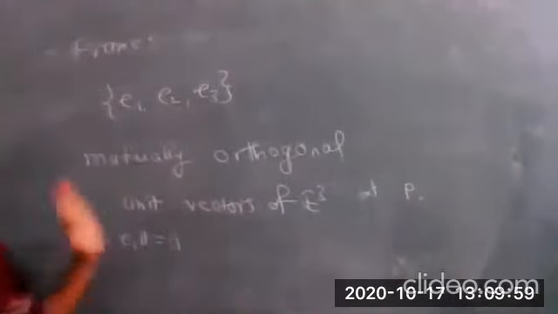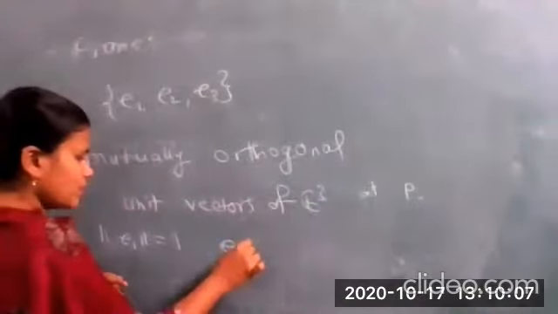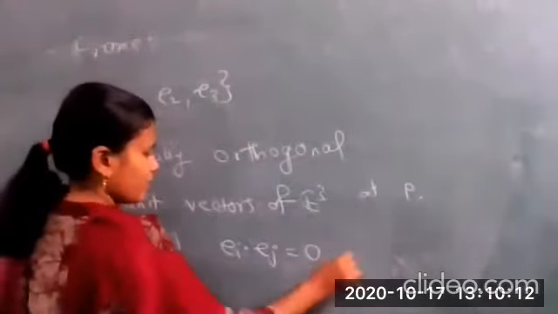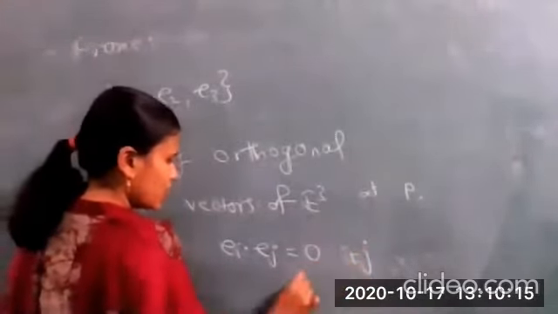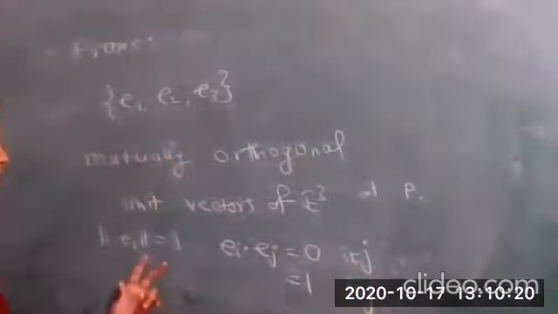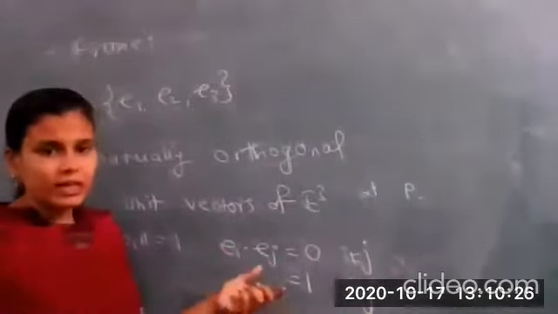So what is basically a frame? We have the three vectors E1, E2, E3. What is the condition for E1, E2, E3? They must be mutually orthogonal unit vectors. They are mutually orthogonal in the sense that Ei dot Ej is equal to 0 if i is not equal to j. If i is equal to j, it should be equal to 1. That is, E1 dot E2, E2 dot E3, or any vector with another vector, the dot product should be 0.